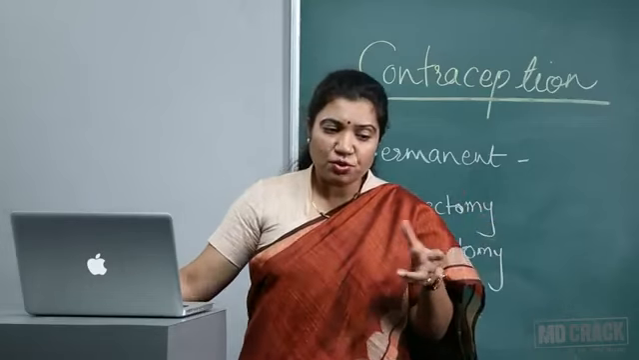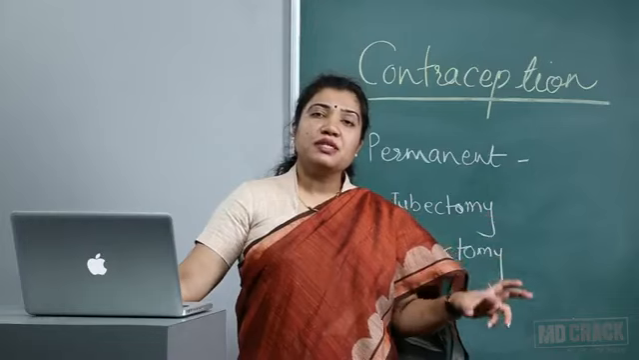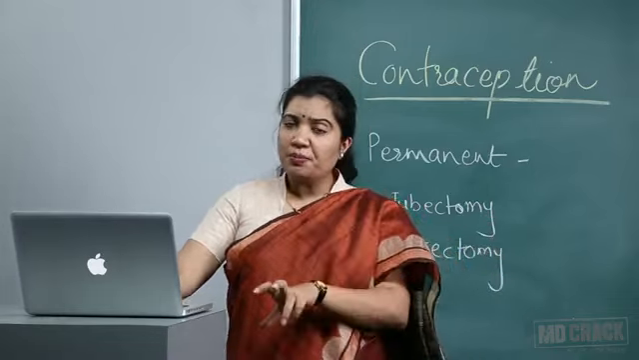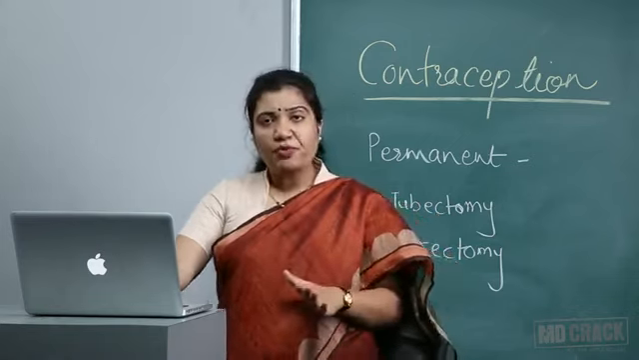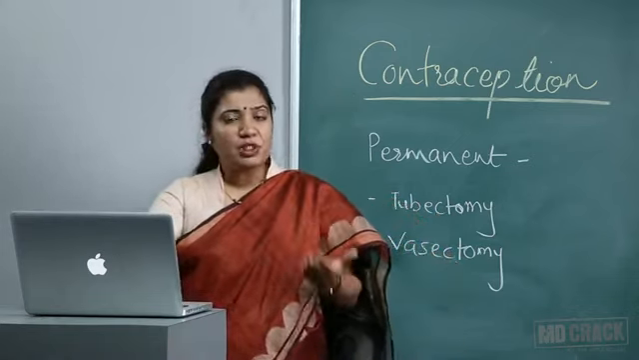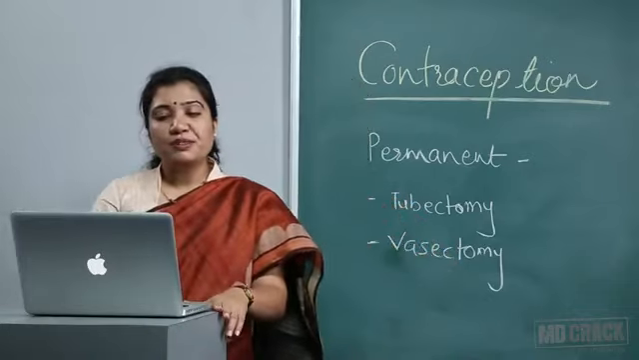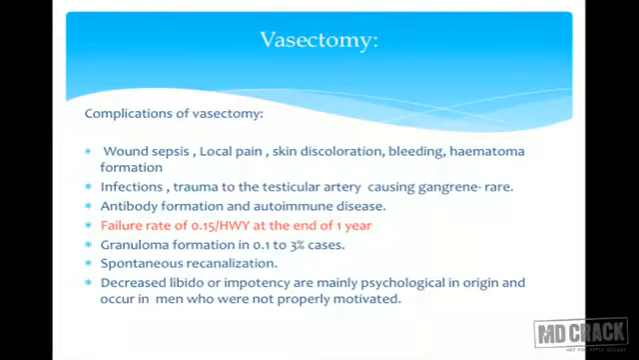Vasectomy has many advantages over tubectomy. Tubectomy needs anesthesia and OT. Vasectomy is under local procedure, a much simpler technique, with less post-operative morbidity, and immediately the patient can resume his own daily routine duties. What are the complications? Local pain, skin discoloration, bleeding or hematoma formation, and infections can be seen. The failure rate is almost around 0.15 per 100 women years at the end of 1 year. There can also be spontaneous recanalization.